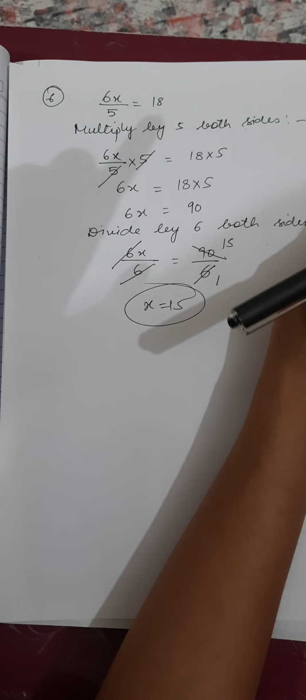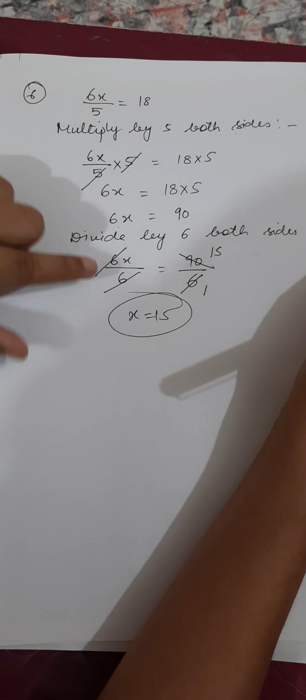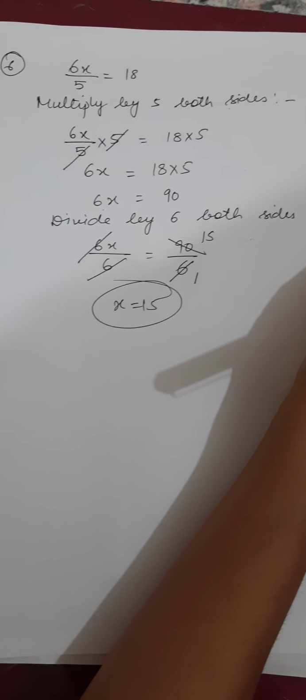So the only concept here we are going to use is, if it is in multiply, divide it. If it is in divide, multiply it. Cancel it. Keep x alone. That is the only motive till the end. So this is the method of balancing.